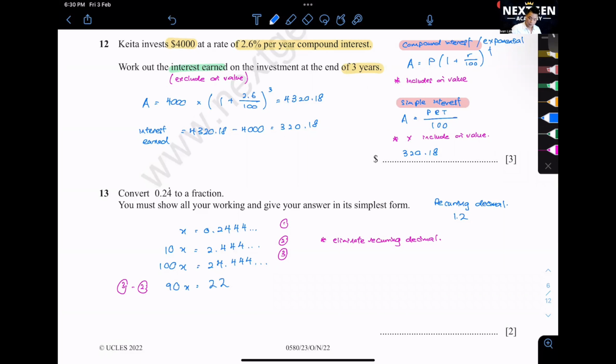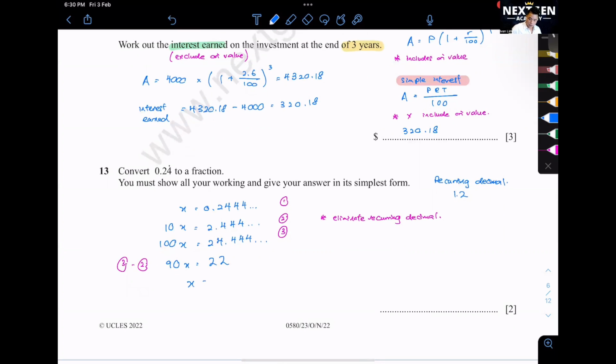All right. X equals 22 over 90. You simplify it because they say you need to put it into the simplest form. You get 11 over 45. Okay, 11 over 45. Okay, so this is on recurring decimal.